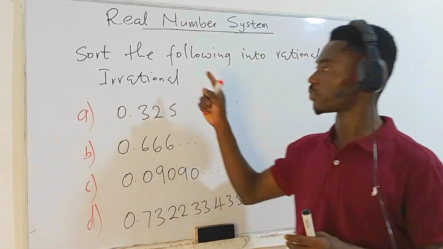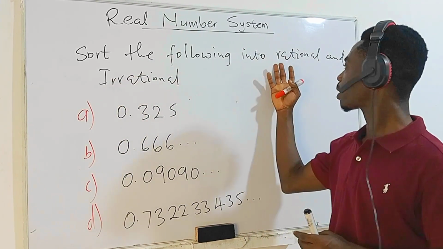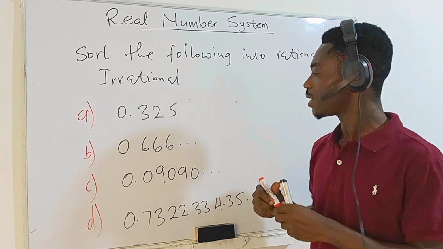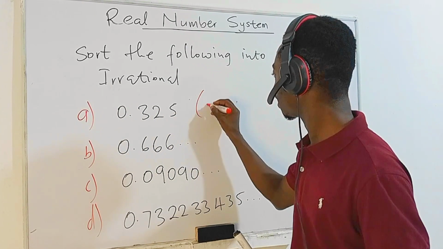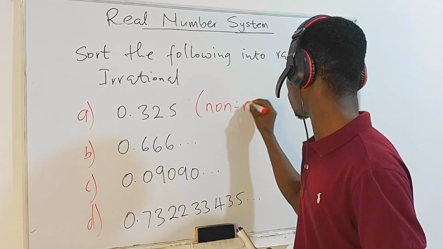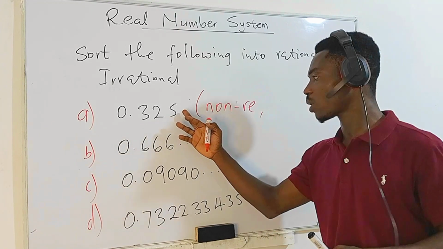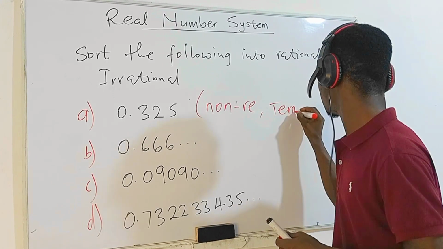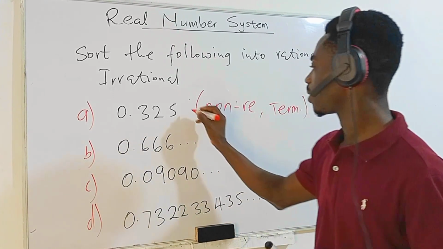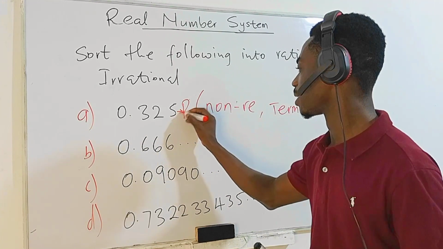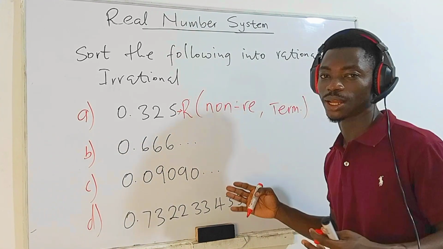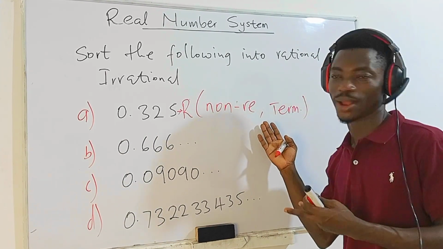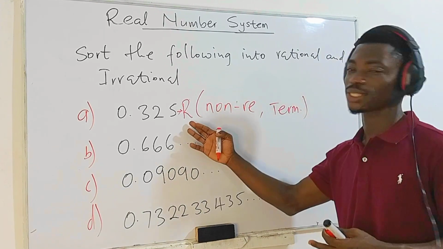Now let's consider this question right here. Sort the following into rational and irrational. The first one is 0.325. Now, if you look at this carefully, we can see that it is non-recurring, all right? And because it is ending here, it is terminating. So it is non-recurring and terminating. Therefore, it is rational. This number is rational. In fact, for it to be irrational, they all have to be non-recurring and non-terminating, right? Because this one fails, it is rational.